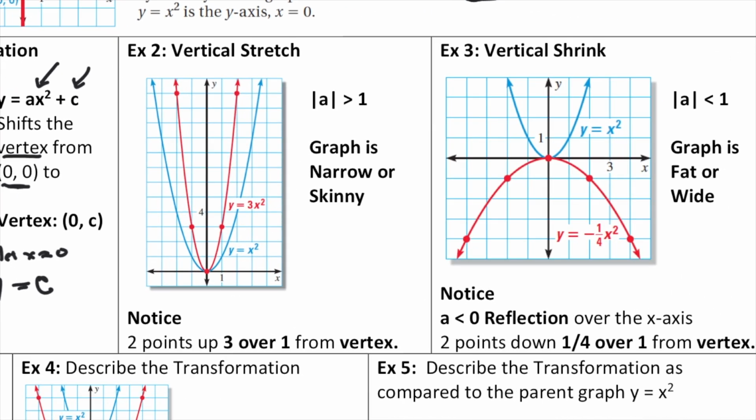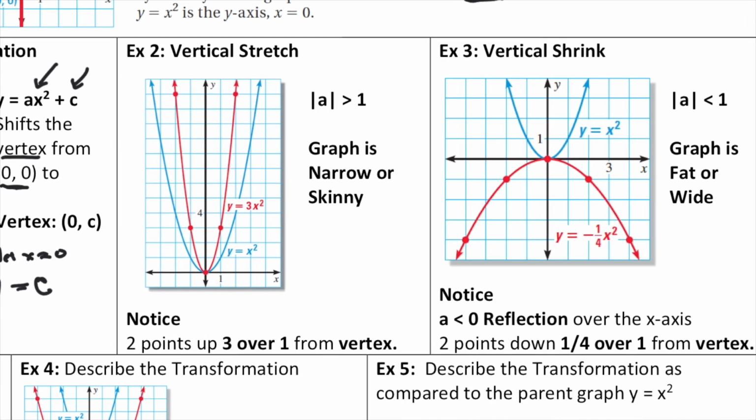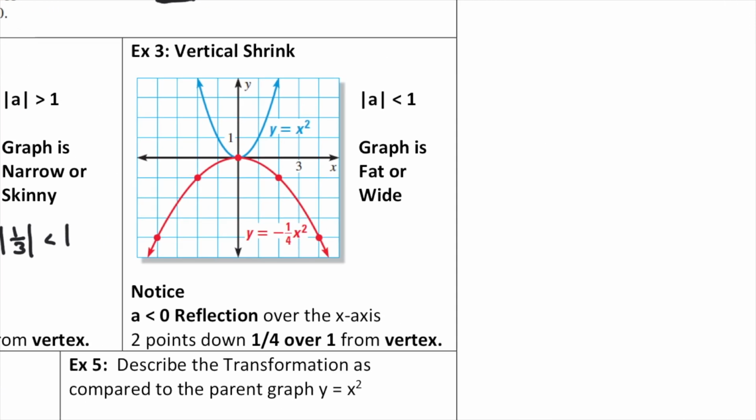There's also a vertical stretch. If our a value is greater than 1, it stretches up 3 and over 1, whereas the original was up 1 over 1. So it makes it a little bit skinnier. To make your graph a little bit wider, we want that a value to be positive and smaller than 1. So that would be, for example, up 1/3 over 1. It's going to make your graph wider.